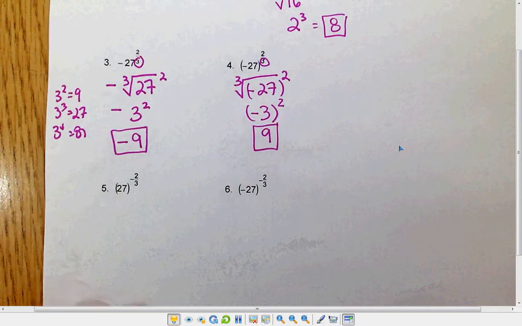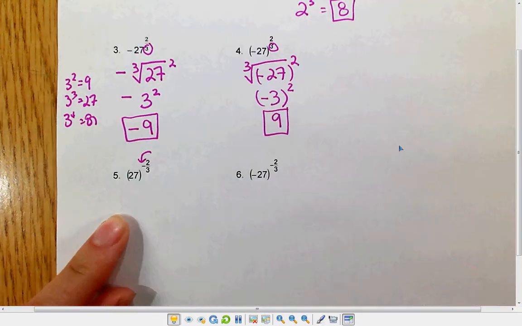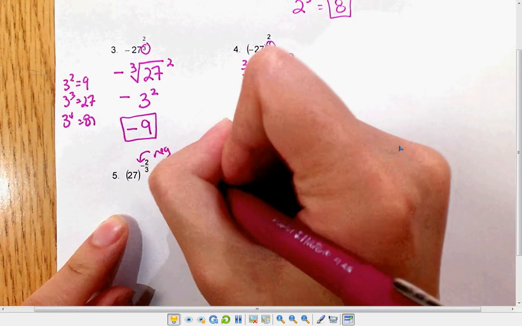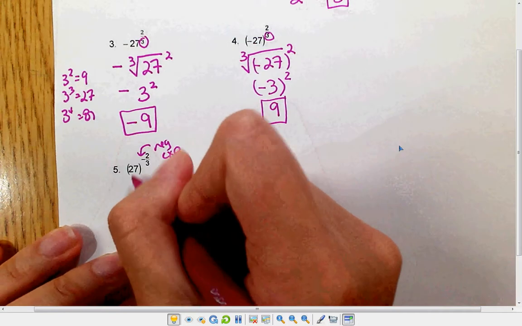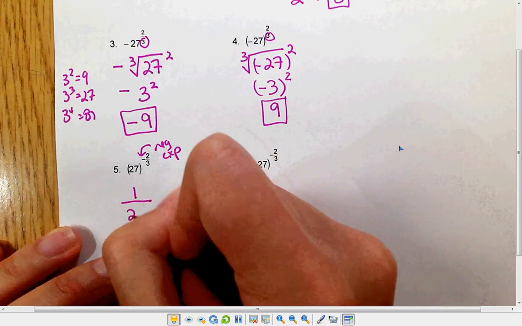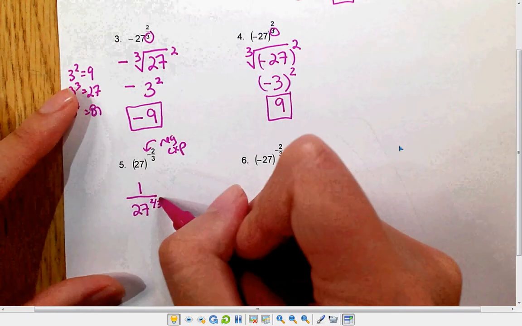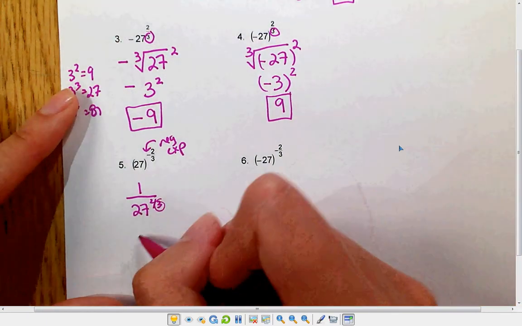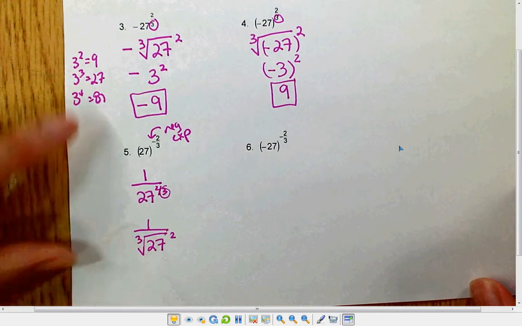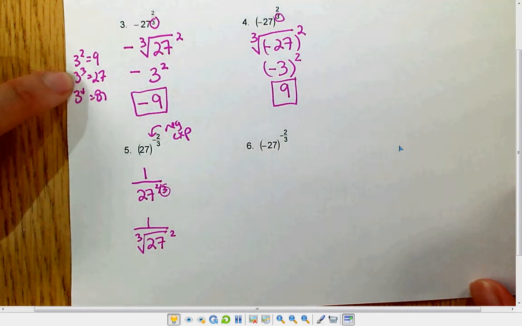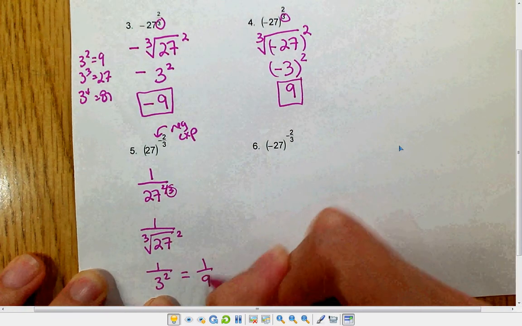Okay, let's look at number 5 now. For number 5, unlike 3 and 4, this is now a negative exponent. If it's a negative exponent, what am I going to do? I'm going to flip it. So instead of 27, this is going to be 1 over 27 to the 2/3. After that, all my steps are the same. I'm still changing the denominator to my root. So this is 1 over the cube root of 27, squared. Cube root of 27, what cube gives me 27? It's still 3. So 1 over 3 squared, which is equal to 1 over 9.